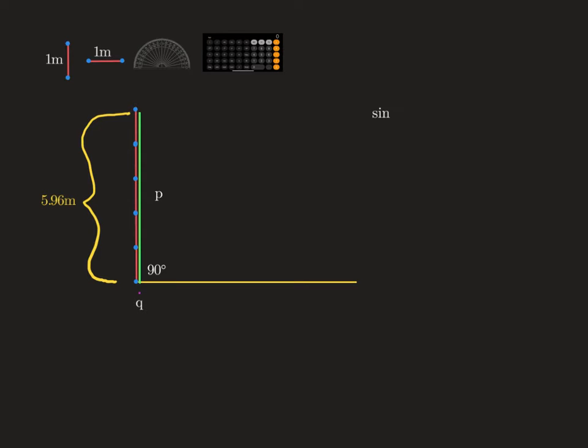But the angle is 90 degrees, so we do sine of 90 degrees times 5.96 to see exactly what it equals, and sure enough, it just equals 5.96. So the 90-degree angle doesn't really ruin anything here.